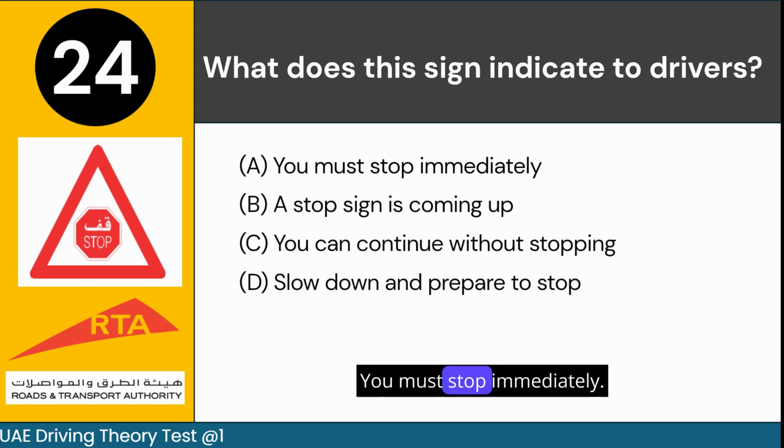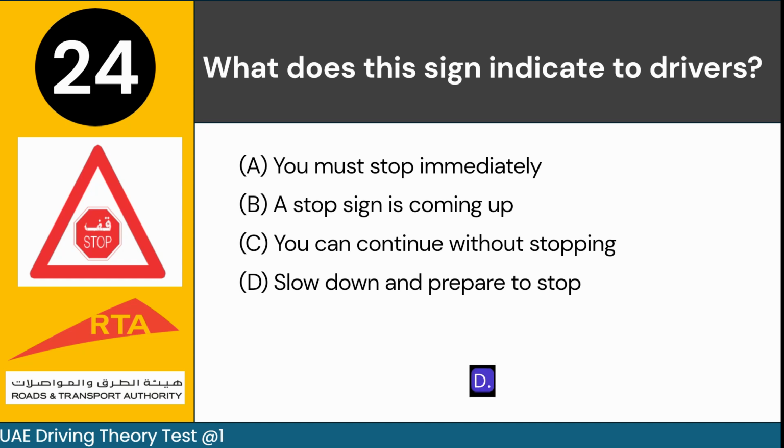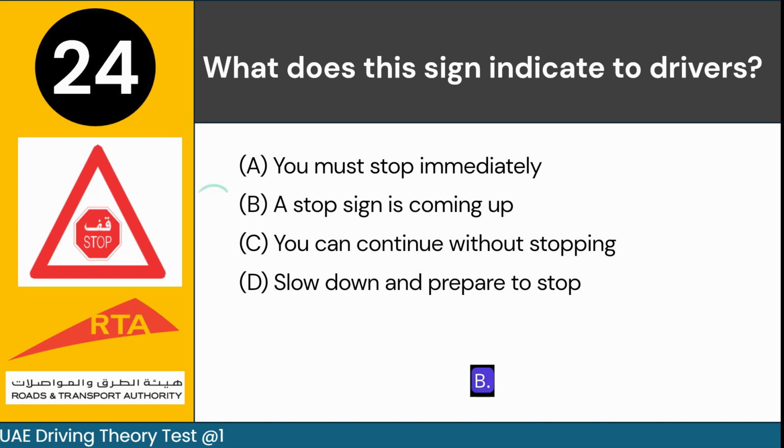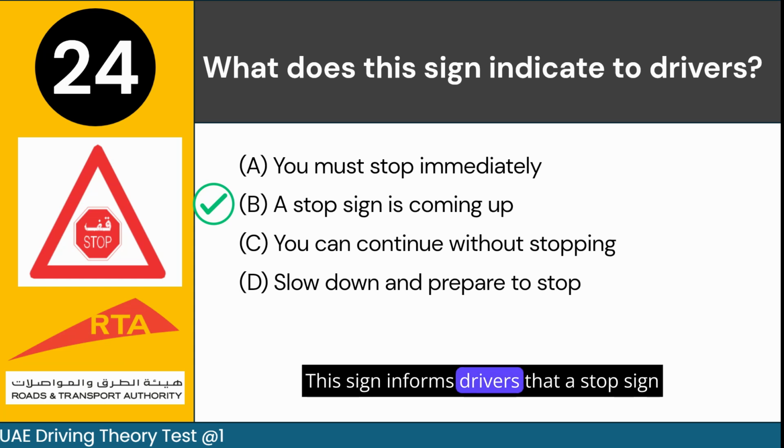What does this sign indicate to drivers? A. You must stop immediately. B. A stop sign is coming up. C. You can continue without stopping. D. Slow down and prepare to stop. Answer: B. This sign informs drivers that a stop sign is approaching, and they should be ready to come to a complete stop when reaching it.